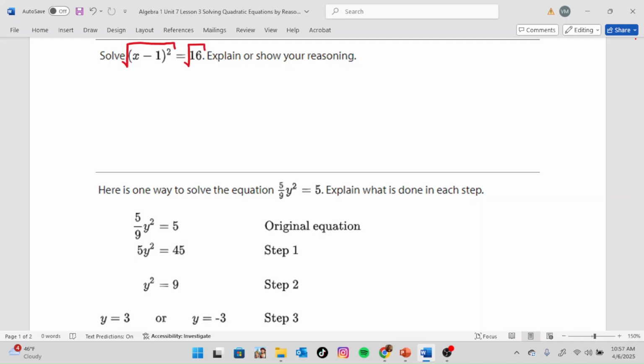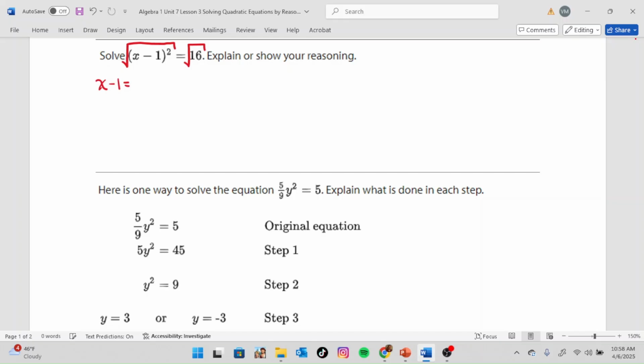Now, when we do this, the square root of a square cancels out, and we have x minus 1 on the left. Now, on the right, anytime you take a square root, you are going to have a positive answer and a negative answer, because positive times positive equals positive, and negative times negative also equals positive.